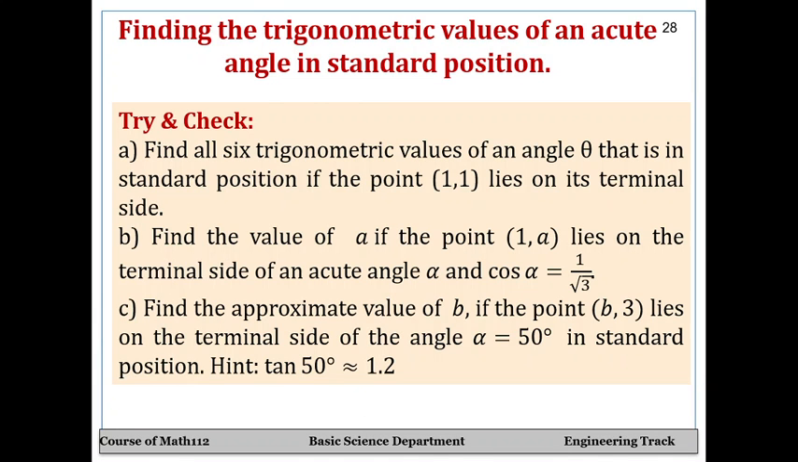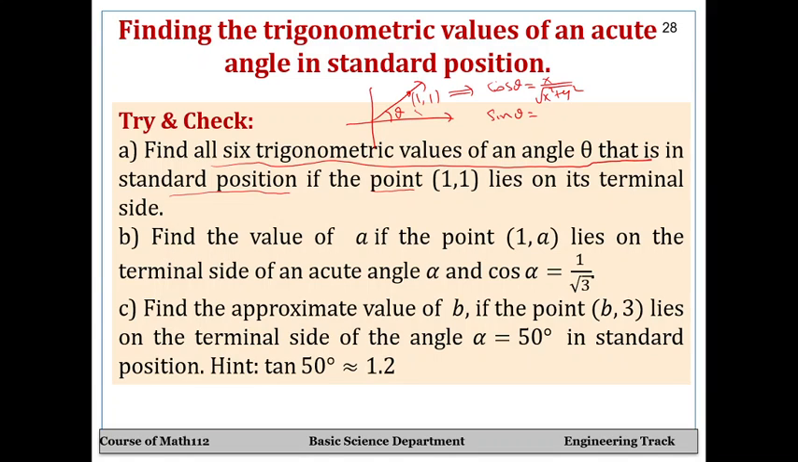Okay, let's look at this try and check exercise. And I recommend you stop the video and try to do it by yourself, and then compare your solution with mine. Now, find all 6 trigonometric values of an angle theta that is in standard position if the point (1, 1) lies on the terminal side. Basically you can draw it here. This is theta and (1, 1) is here. So basically you will use the trigonometric formulas for cosine theta, sine theta and the rest.